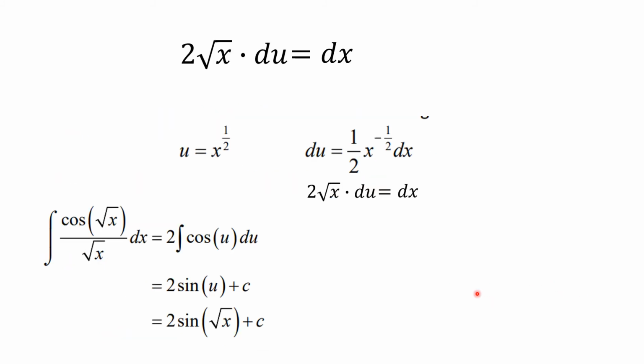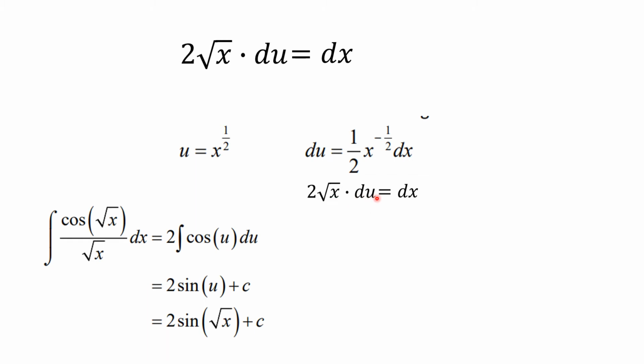The next problem that we had was trying to integrate this problem. Now, if we let u equal the square root of x, and that's x to the 1/2, then du is, I take the derivative of x to the 1/2, it is 1/2 x to the minus 1/2 dx. And you see this 2 is in the denominator, and this square root of x is in the denominator. So if I solve for dx, I get 2 square root of x times du.